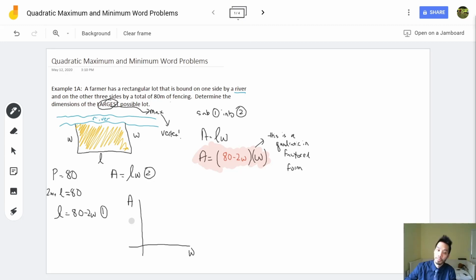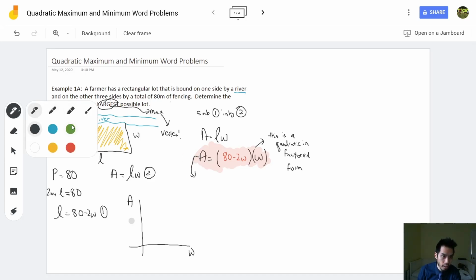Okay? So you have to understand that this is a quadratic in factored form. And if it's in factored form, the easiest way to find that maximum vertex is to find the x-intercepts, or in this case, the w-intercepts. So to find the w-intercepts, you set a to be 0, or y to be 0.